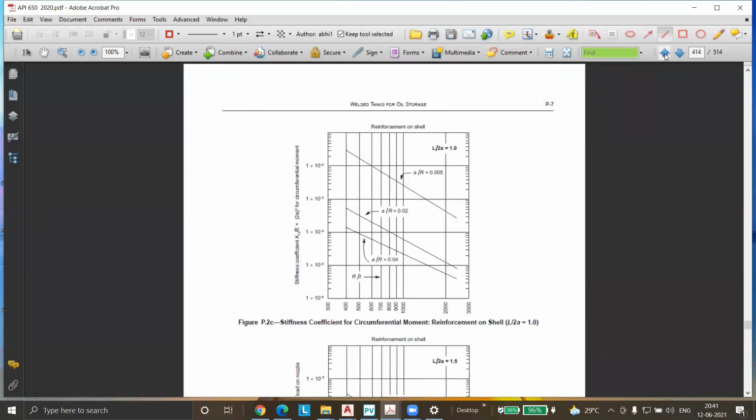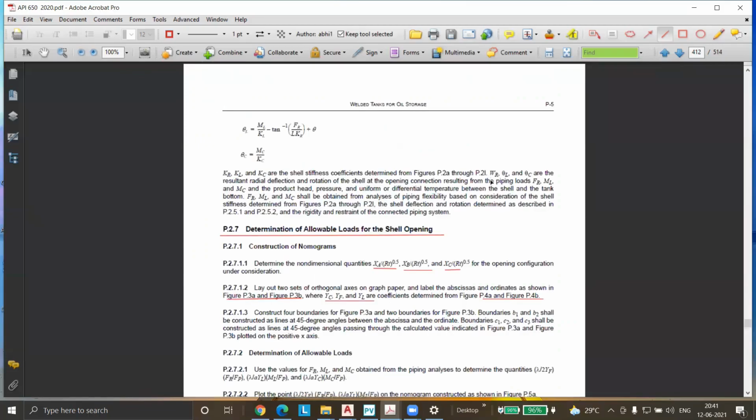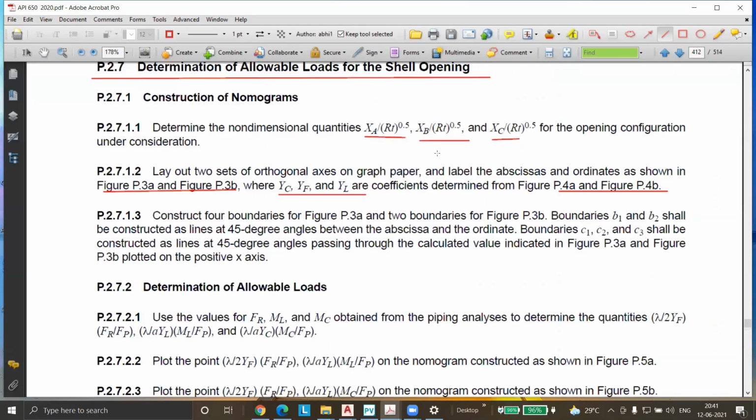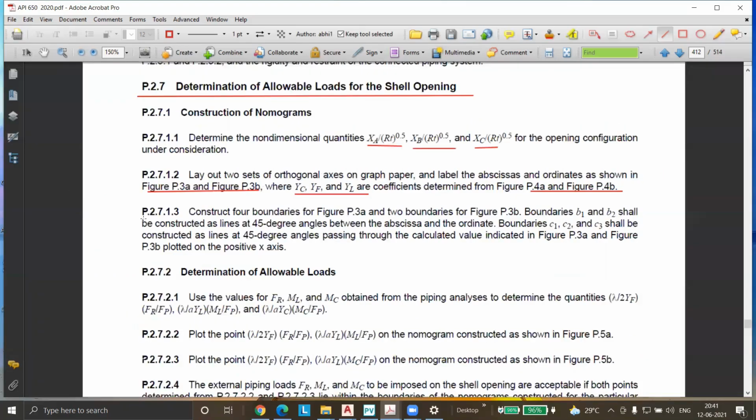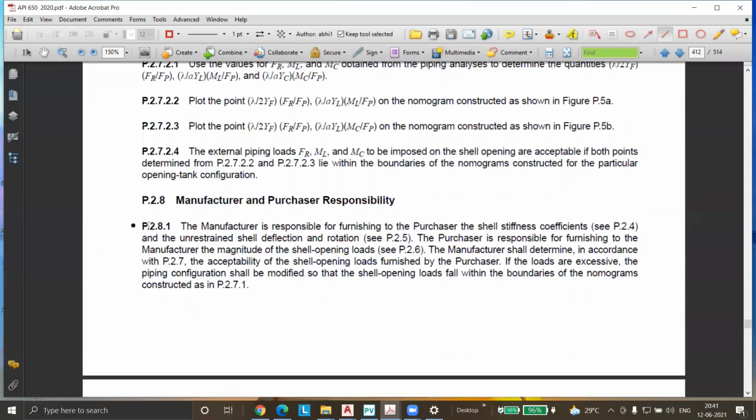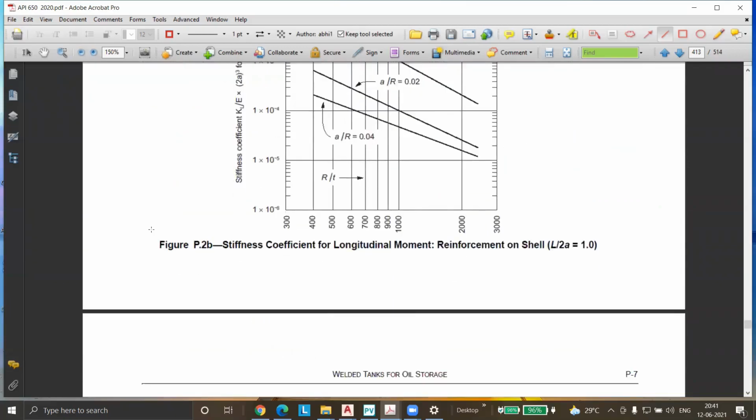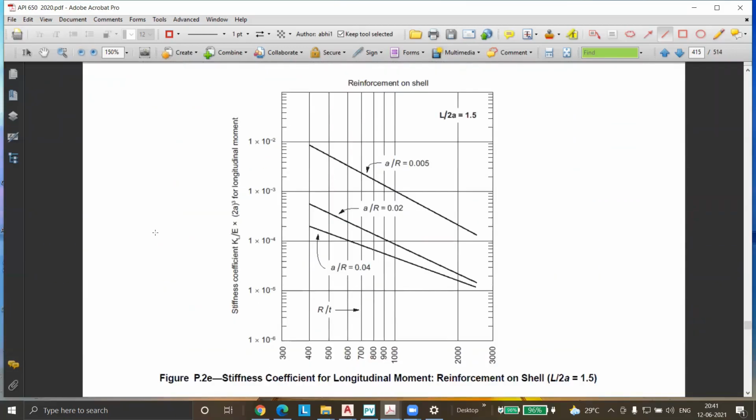Now what to do with that? We have three non-dimensional quantities and three coefficients. How to use them? Construct four boundaries for figure P.3a and two boundaries for P.3b. If you read this, it will not be clear. We need to go to that para where it is created.